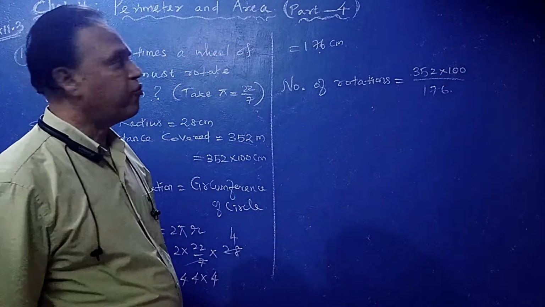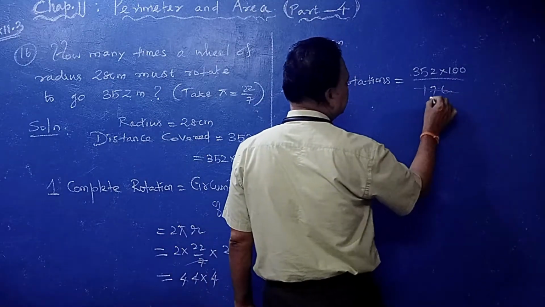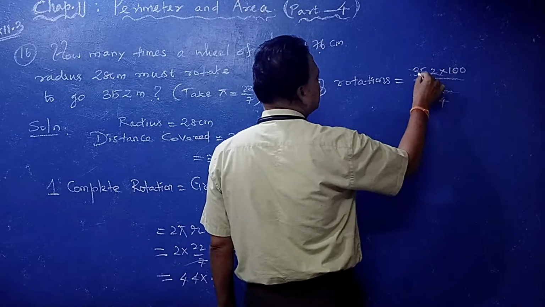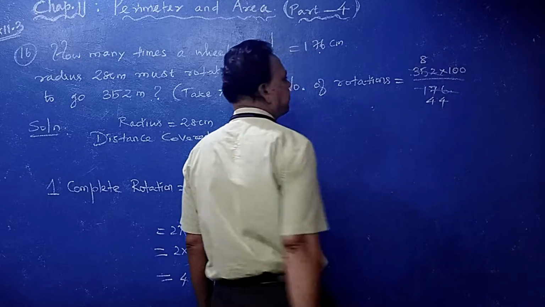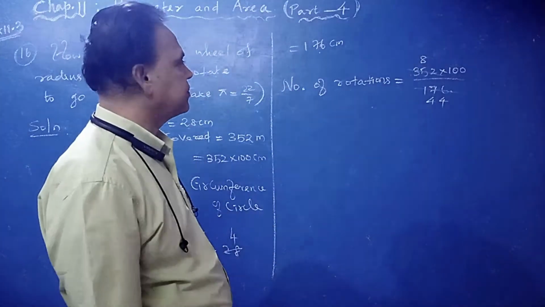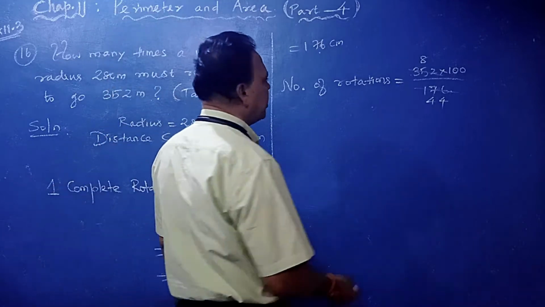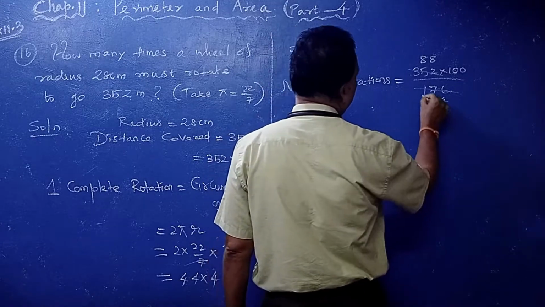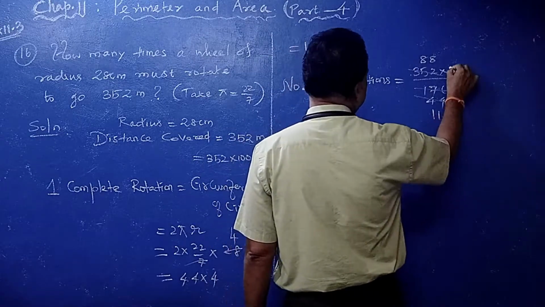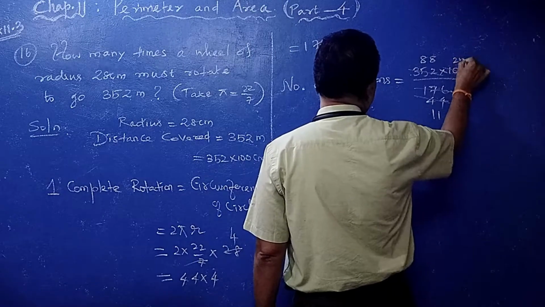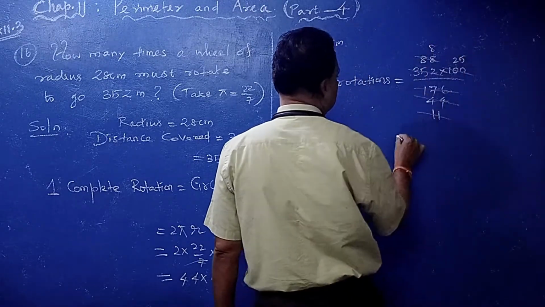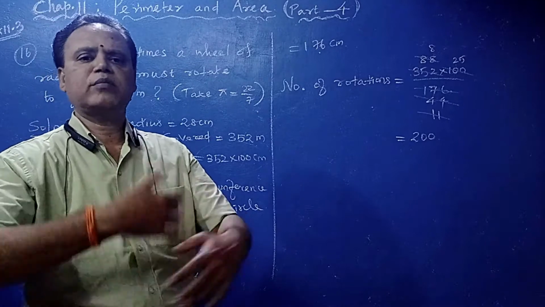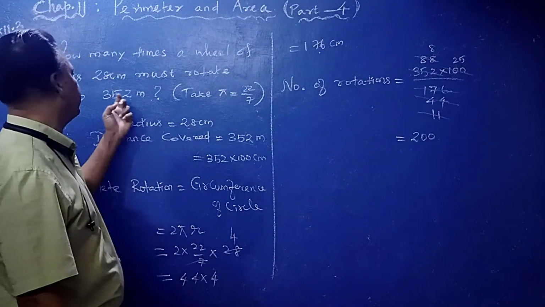I think the 4 table can easily divide this. This will go in the 4 table 4 times, this will also go 4 times, this will go 8 times. Again, 3 remainder, 32, again 8 times in the 4 table. Now this will go 11 times, then 25 times. Now this 11 will go 8 times. So 200 rotations. Clear? 25 times 8, 200 times it will rotate to cover this much, 352 meter.